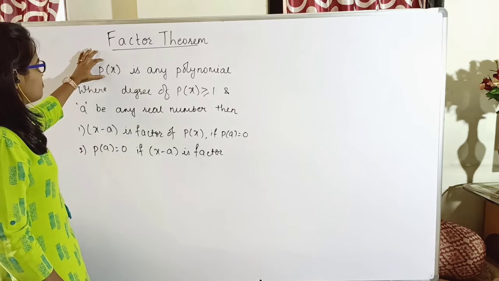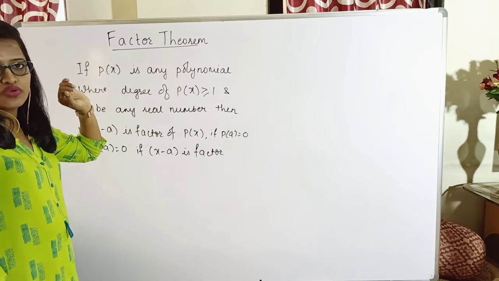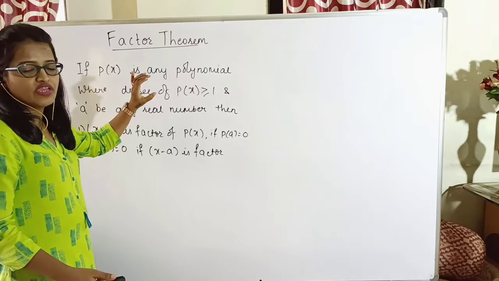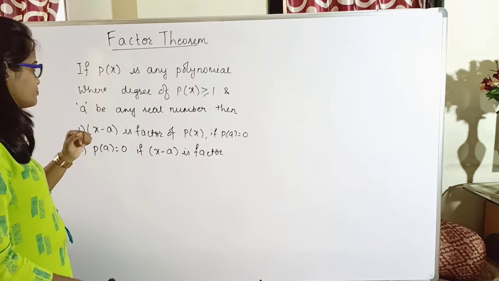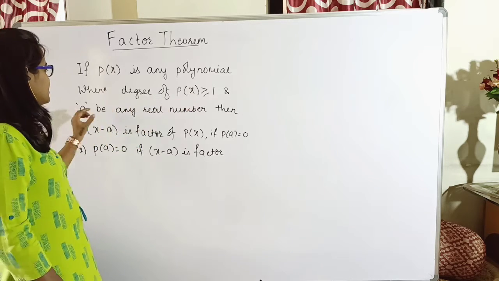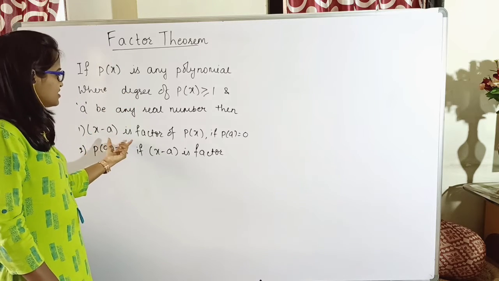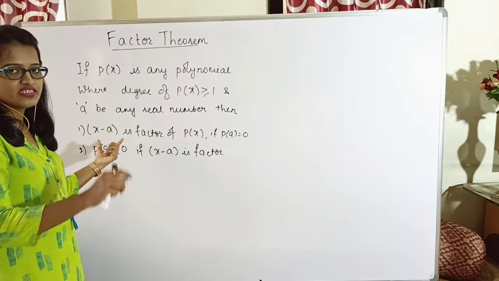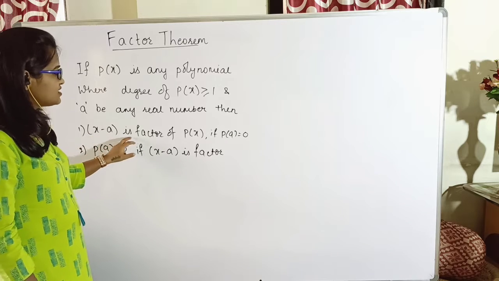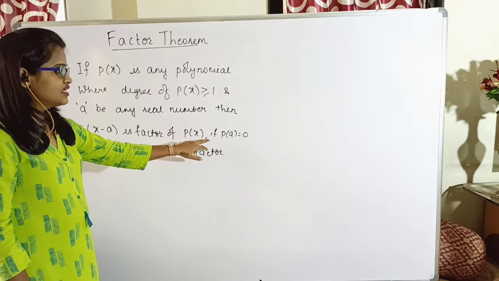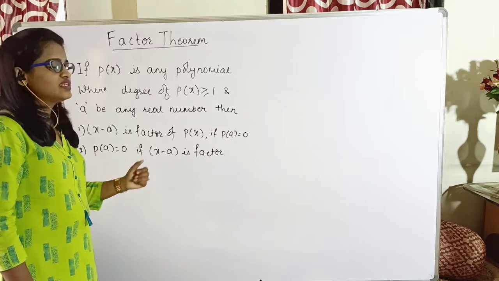It says if p of x is any polynomial where the degree of p of x is greater than or equal to 1. Now this was the same condition when we had seen the remainder theorem, that the degree of p of x has to be greater than or equal to 1, and if a be any real number, then x minus a is a factor. Now x minus a was the divisor when we had checked the remainder theorem. So it says x minus a is the factor of p of x if p of a is 0.